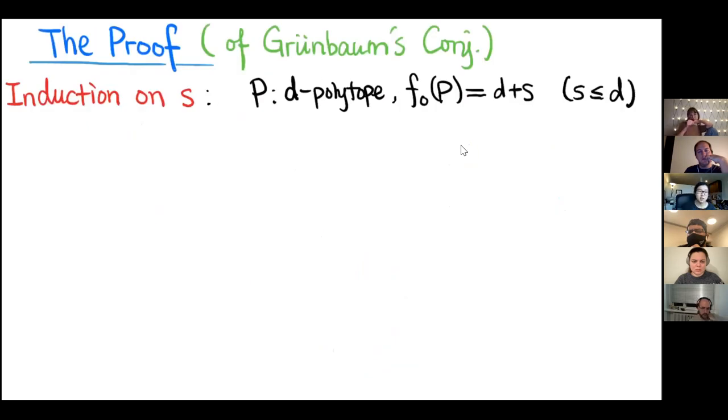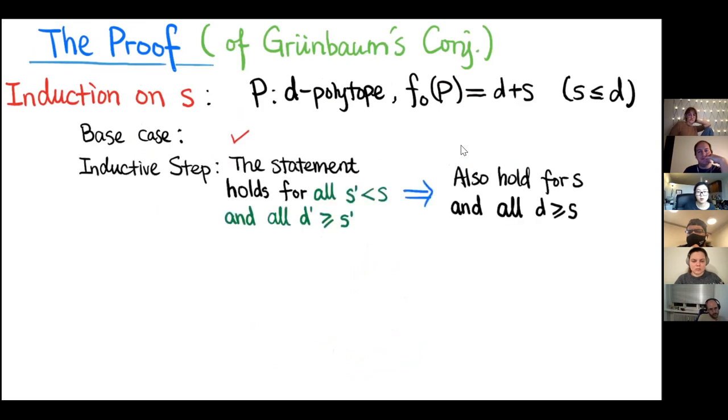And then we can jump directly into the proof of the main theorem. It will be an induction on S. And recall that d plus s is the number of vertices. The base case, or the first several cases, are done by Grünbaum. And this is all we need to show. So assume that it holds for some smaller s, and d at least that s, and we want to show it for d and s.